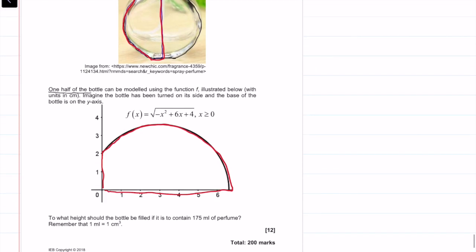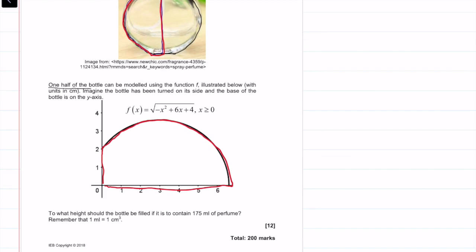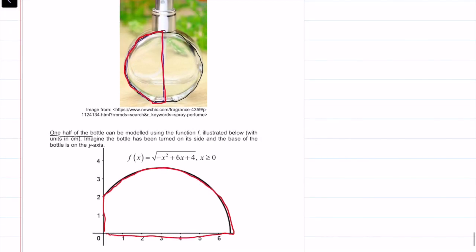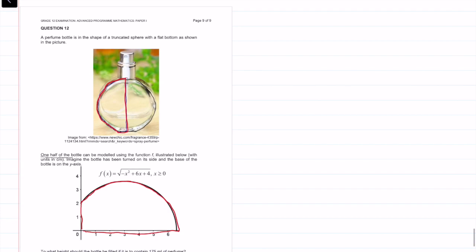Then it says that the function is equal to the square root of minus x squared plus 6x plus 4, where x is greater than 0. The question says, to what height should the bottle be filled if it is to contain 175 milliliters of perfume? Remember that 1 milliliter is equal to 1 centimeter cubed, so we don't need to move between units. So what are we going to do here?